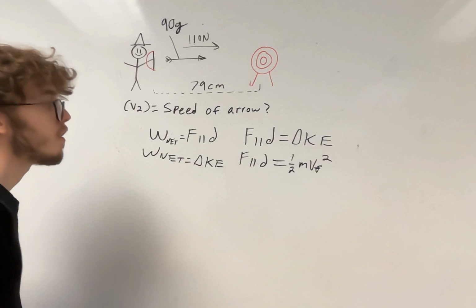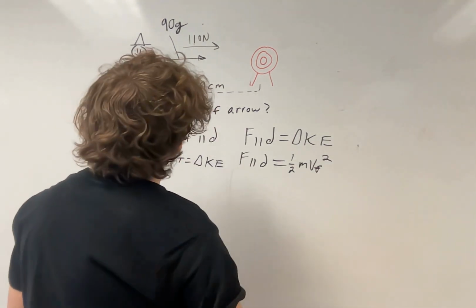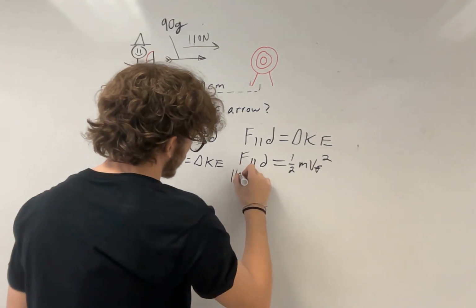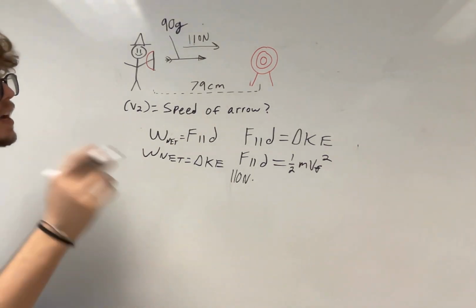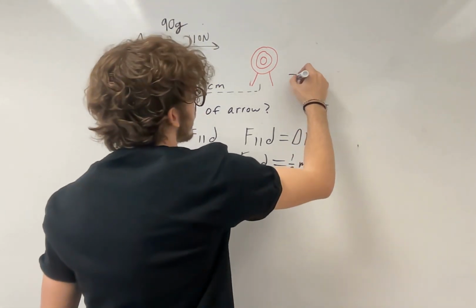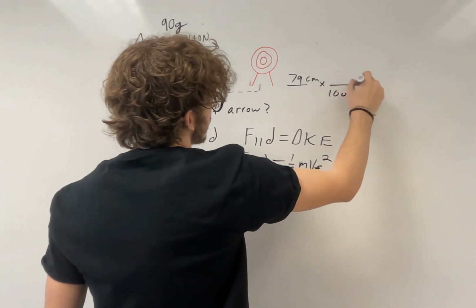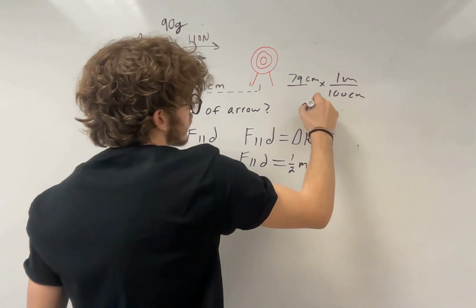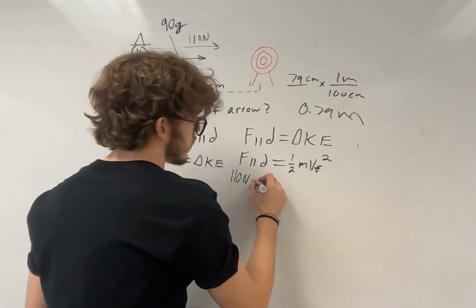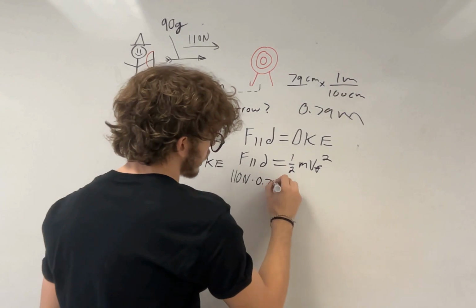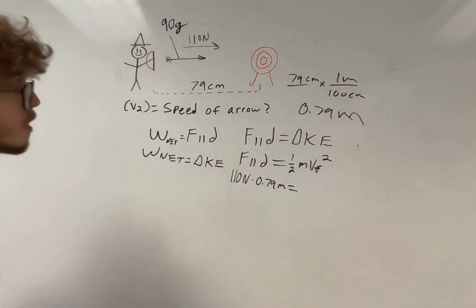Now let's actually solve it. The force in the parallel direction, we know to be 110 newtons, times the distance it travels, 79 centimeters. How many meters is that? 79 centimeters, 100 centimeters over 1 meter, that is 0.79 meters. So we get 0.79 meters times 110 newtons. We get joules when we multiply. Newton meters is a joule.